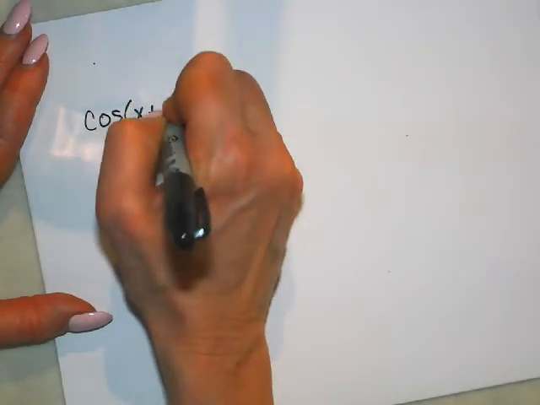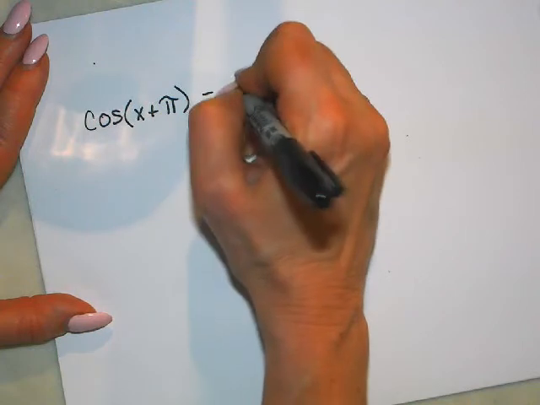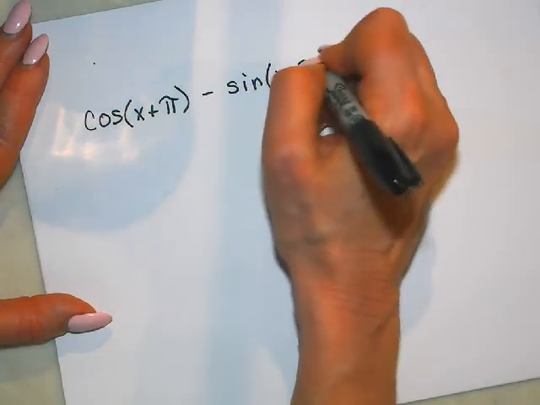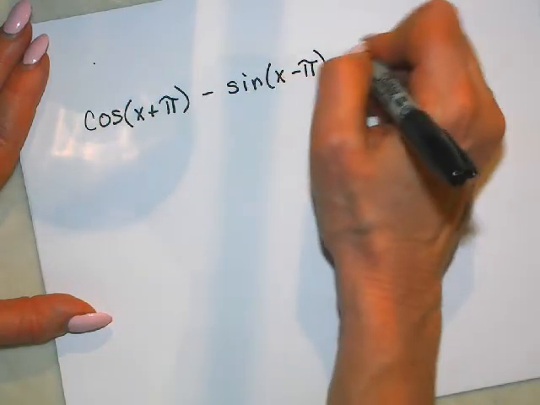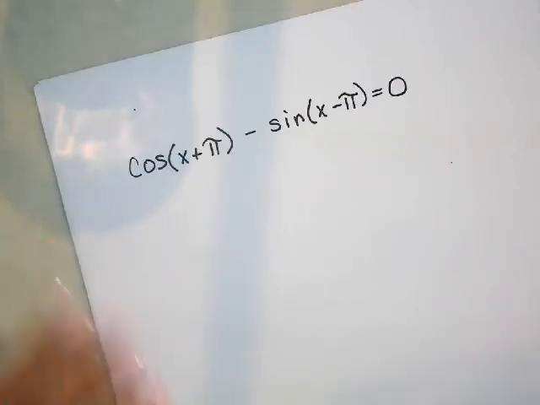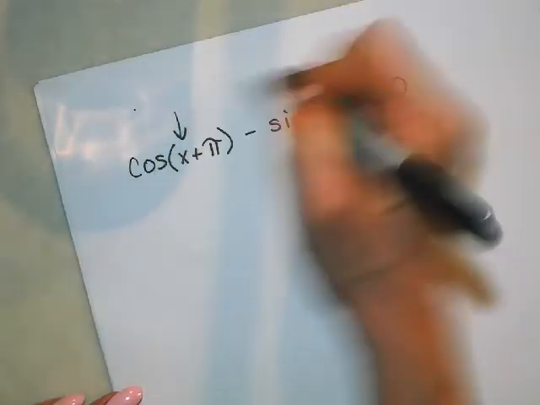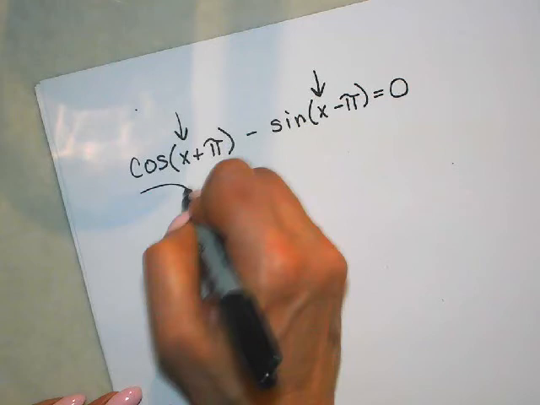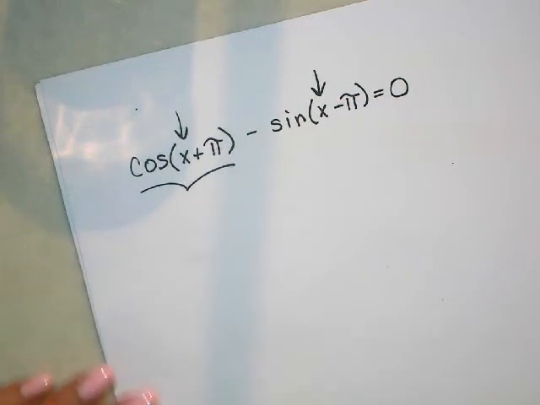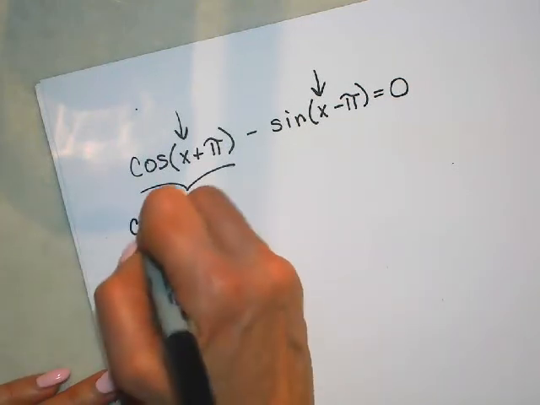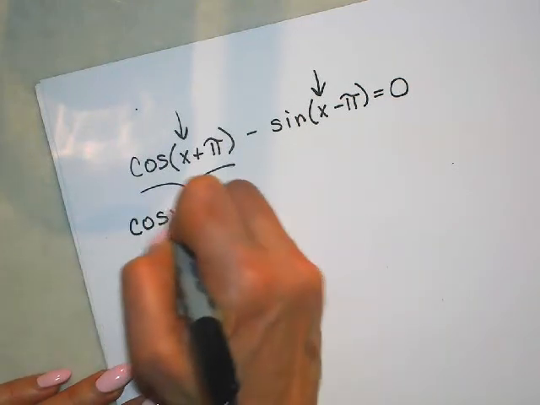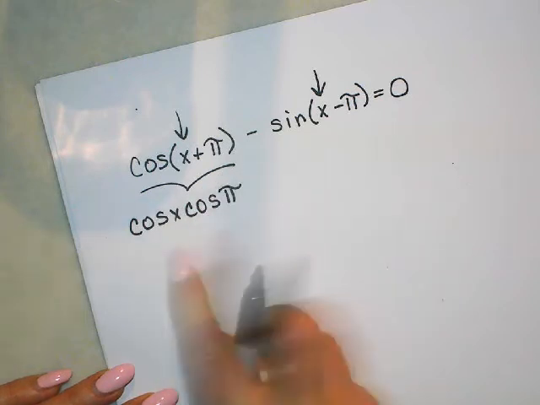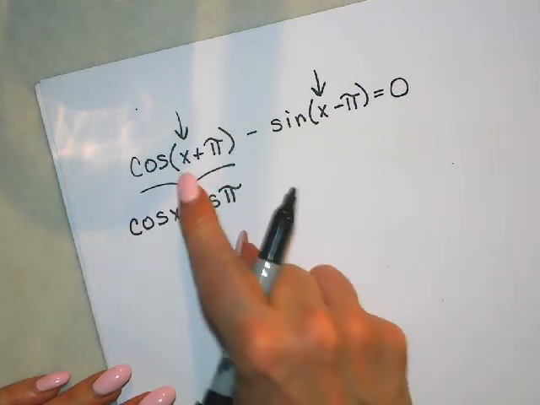Okay, so here we go. Cosine of x plus pi minus sine of x minus pi equals 0. Okay, again, we have an x, so we're going to solve for it. All right, so what we're going to do first is we're going to take this identity, the sum of cosine identity, and we're going to write cosine x cosine pi. This is just from yesterday and the day before, actually lesson one.